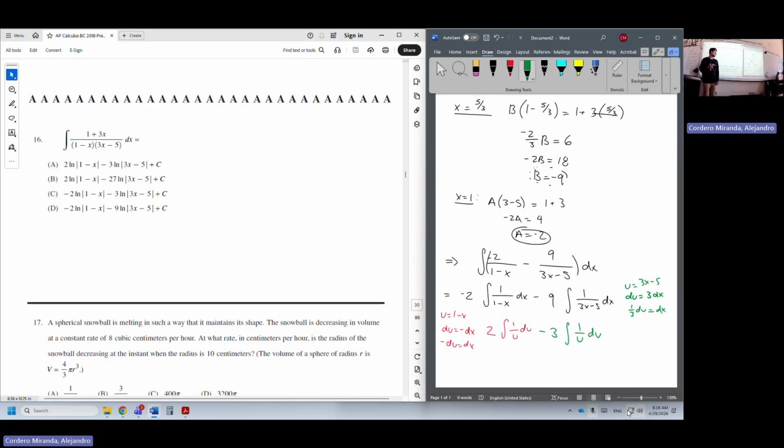That looks like a b, but that's a u. Although maybe I should have used a different letter. But anyway, you get these two, and your final answer should be 2 natural log of 1 minus x minus 3. Well, I should have done that in green. Natural log of 3x minus 5 plus c.